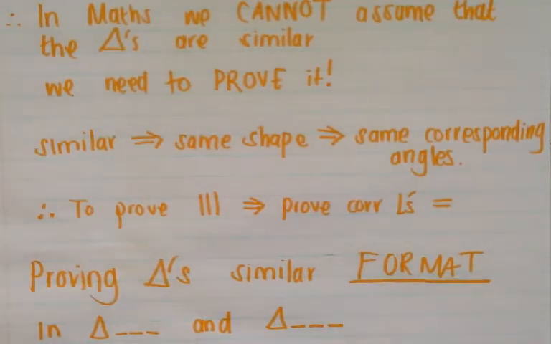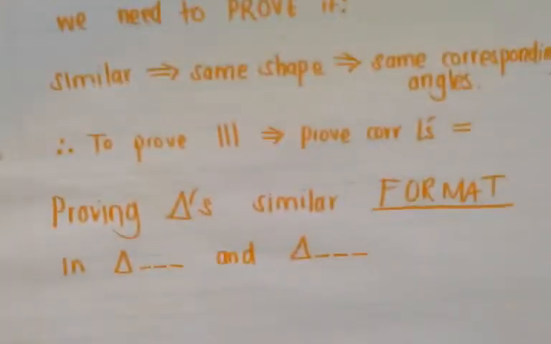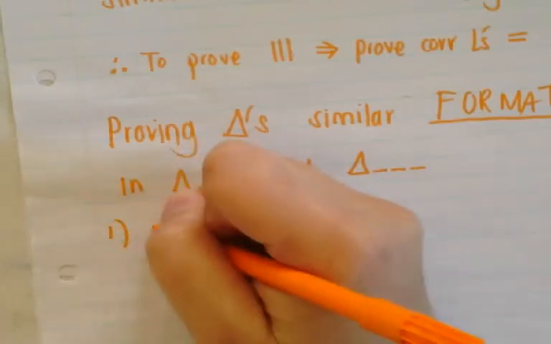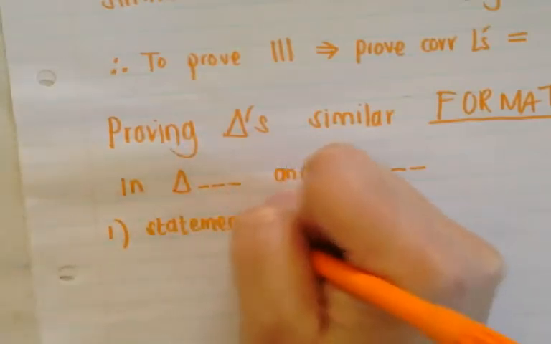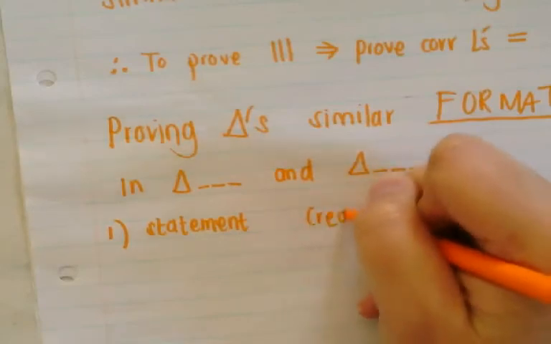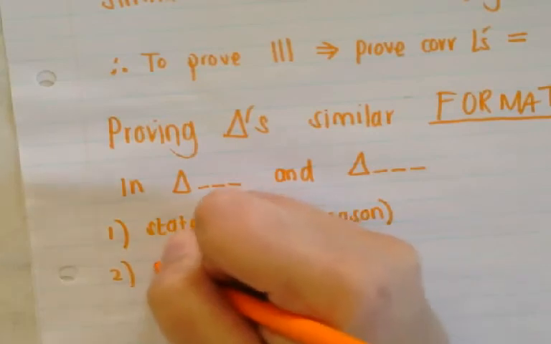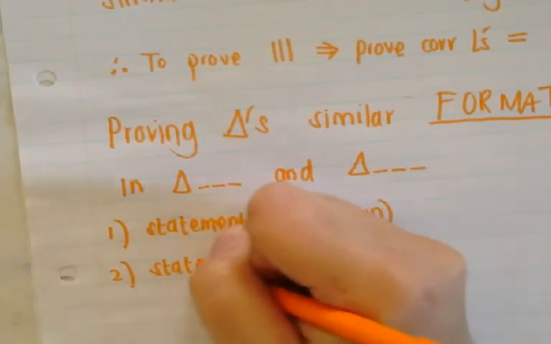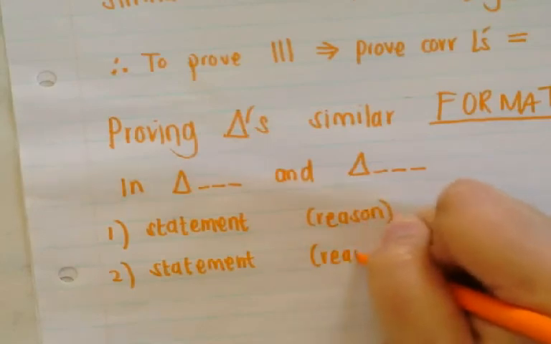Now, since we have a triangle that has 3 sides or 3 angles, we need to prove 3 things. So there will be 3 statements, and each statement has to be supported by a reason. So this is just the general format. We will obviously practice with examples.